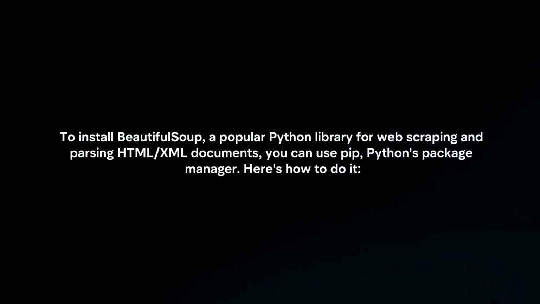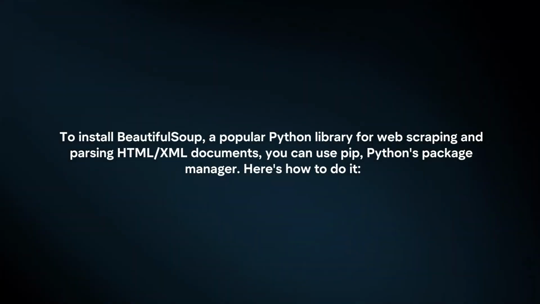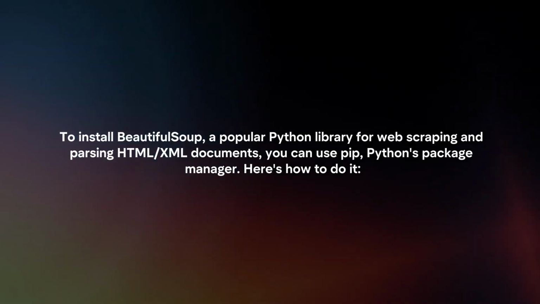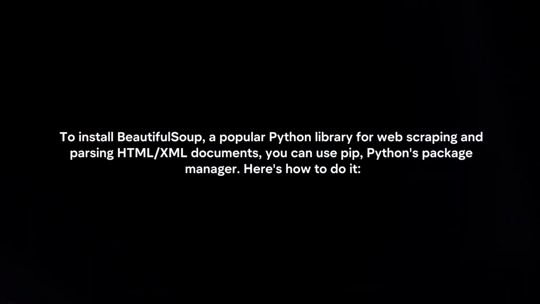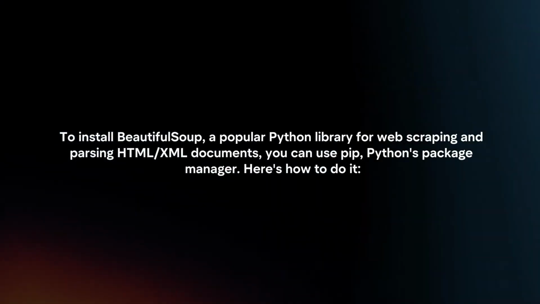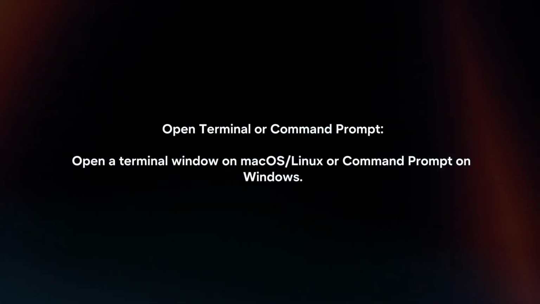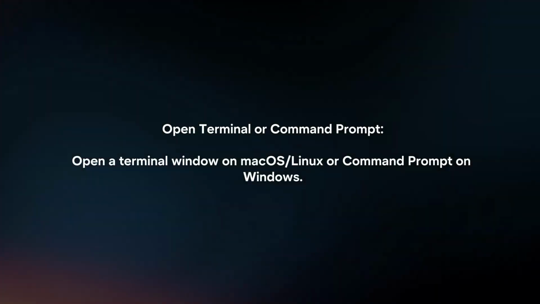To install BeautifulSoup, a popular Python library for web scraping and parsing HTML or XML documents, you can use pip, Python's package manager. Here's how to do it. Open Terminal or Command Prompt. Open a terminal window on macOS or Linux, or Command Prompt on Windows.